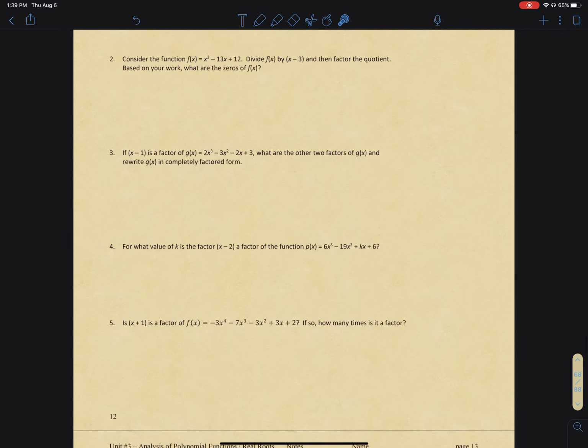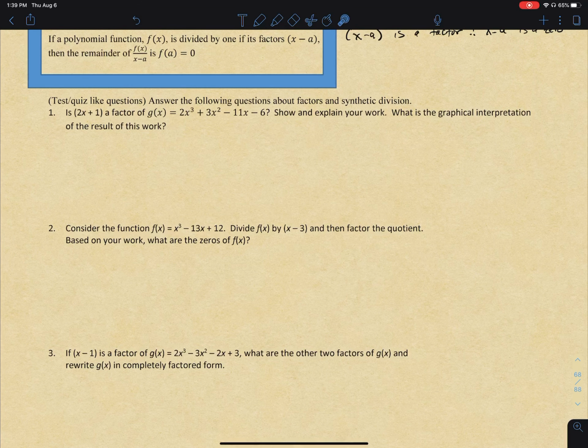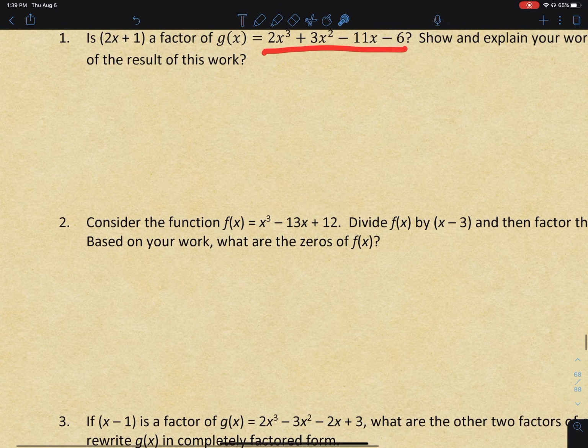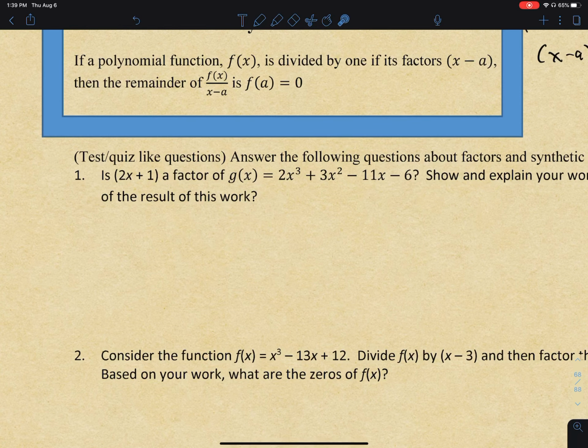Let's look at problems that would actually appear on tests and quizzes. Answer the following questions about factors and synthetic division. Is 2x plus 1 a factor of g of x? Show and explain your work. What is the graphical interpretation of this work? I can show this in a couple different ways. I can divide this synthetically by whatever would make this a 0, which would be negative 1/2. Or I can take a negative 1/2 and plug it into this and see what I get.